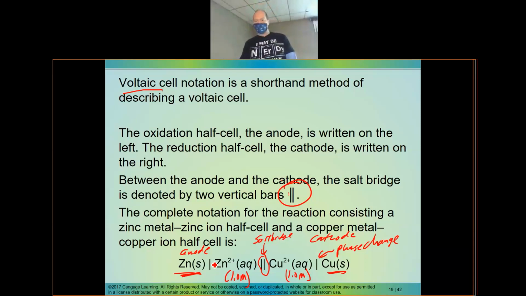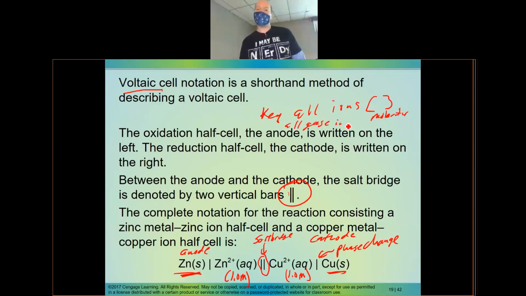Putting in the solid here, putting in the aqueous here, is not required. If I have zinc, it's zinc solid. If I have zinc plus 2, all ions are aqueous. I do not need to put the solid, and I do not need to put the aqueous. But you will need to put any concentrations in molarity and any pressures in atmospheres, just like when we did Keq. So all ions are going to be given in molarity, and all gases in atmospheres.